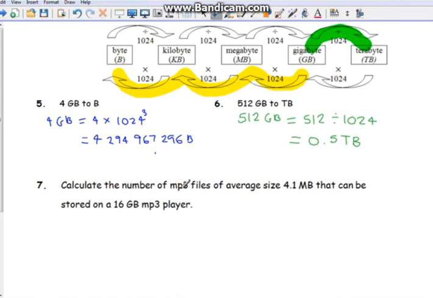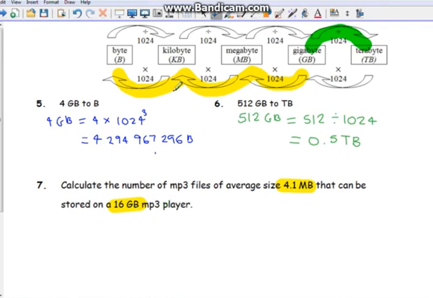So now on to a worded problem. So one that we're going to find in our everyday lives that you'll need to know how to solve, and ones that will be very common in your exams. So we have: calculate the number of MP3 files of average size 4.1 meg that can be stored on a 16 gig MP3 player. So the first thing to note here is that we've got 2 measurements but in different units. We've got megs and we've got gigs, so megabytes and gigabytes. So we need to transfer those into the same units.